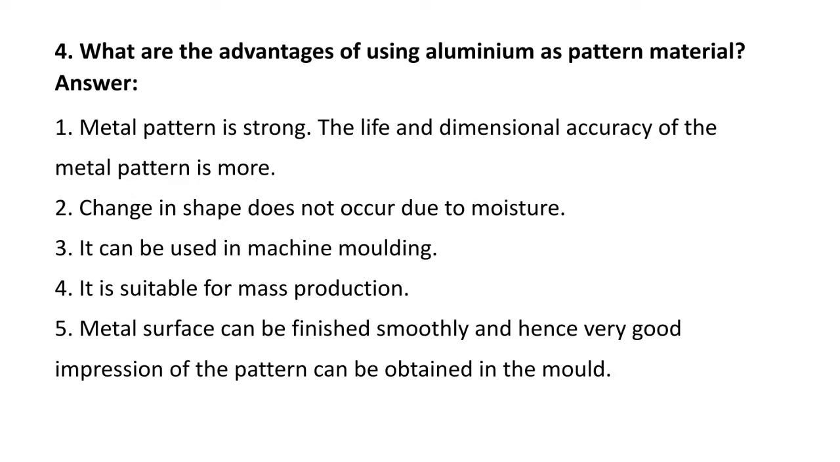Next question, what are the advantages of using aluminium as a pattern material? The answer is, a metal pattern is strong. The life and the dimensional accuracy of the pattern are more. Change in shape does not occur due to moisture. It can be used in machine molding. It is suitable for mass production. The metal surface can be smooth and hence a very good impression of the pattern can be obtained in the mold.